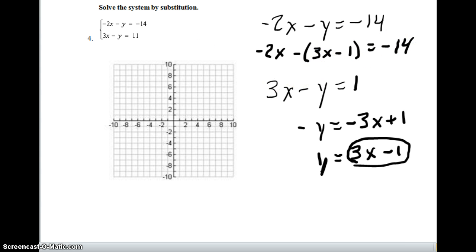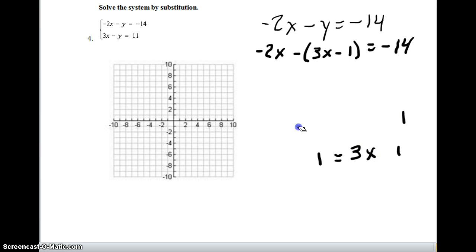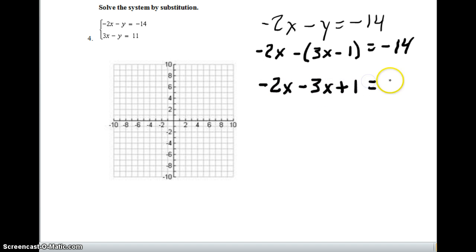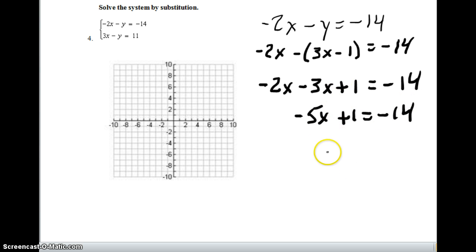Solve for x. I'm going to move some stuff here, erase it. Simplify. Well, that didn't happen. I'm going to distribute that negative all the way through. Combine. Solve for x.